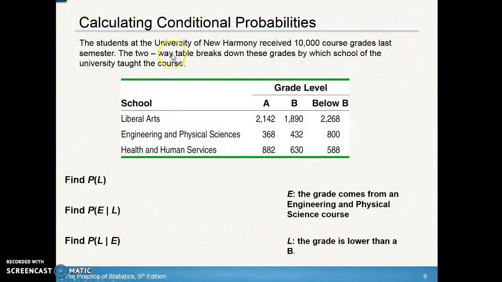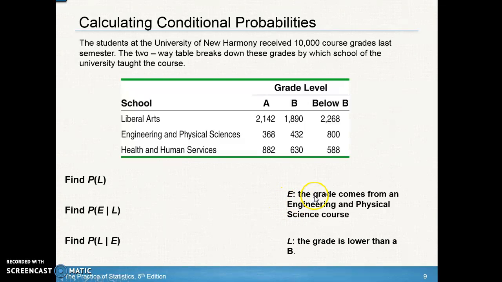All right, so let's take a look at an example. The students at the University of New Haven, New Harmony, received 10,000 course grades last semester. This two-way table breaks down these grades by which school of the university they taught: a liberal arts school, engineering and physical sciences, and health and human services. When you use L, E, and not writing out the probabilities, you have to make sure you define what E, L, G, H, whatever, represents, or else you can't use the symbols.